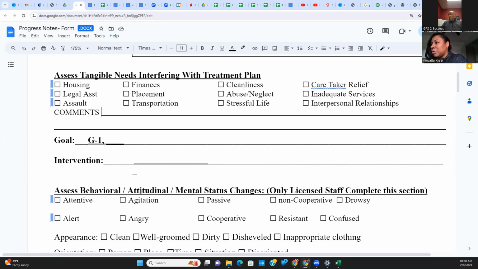Say I wanna contact or set up the service for them to get housing. I would write it based off of what the state of Ohio would say. So I would say qualified behavioral health specialist, QBHS, coordinated and assisted client in stabilizing housing.